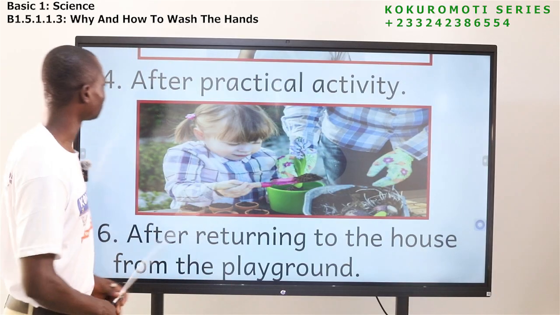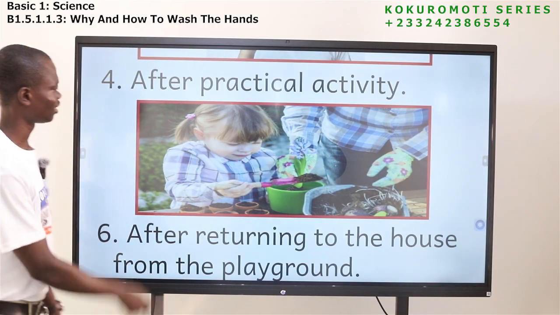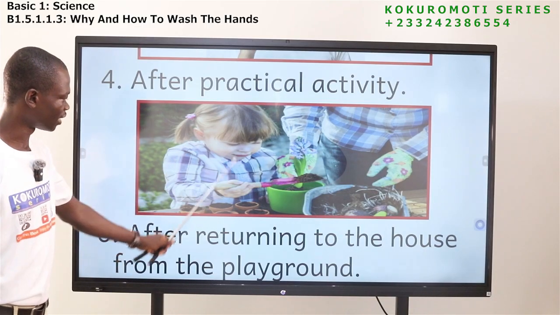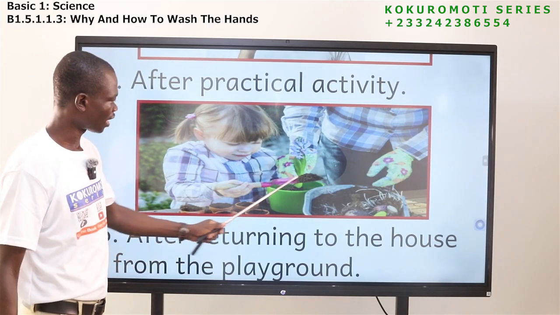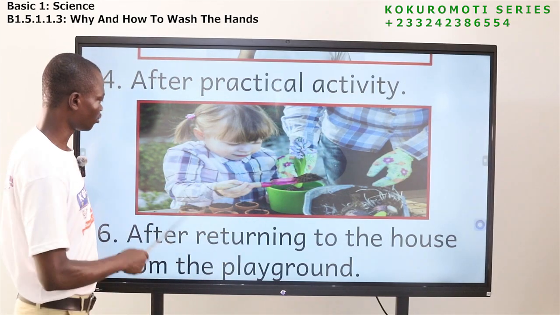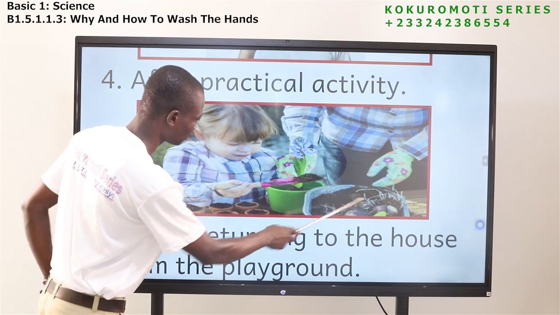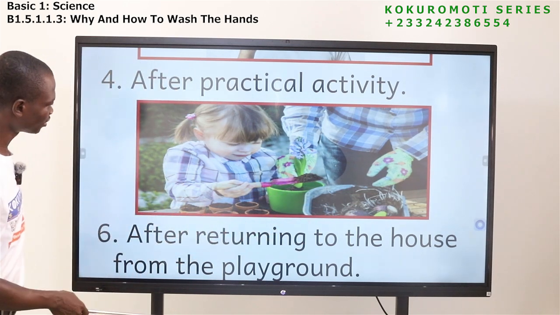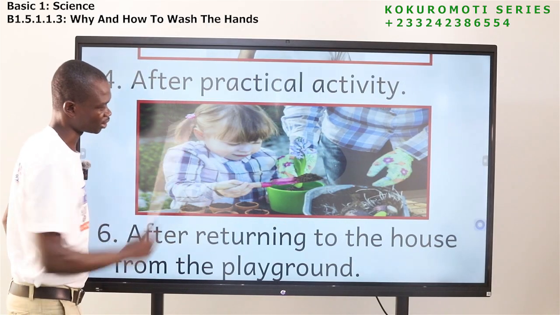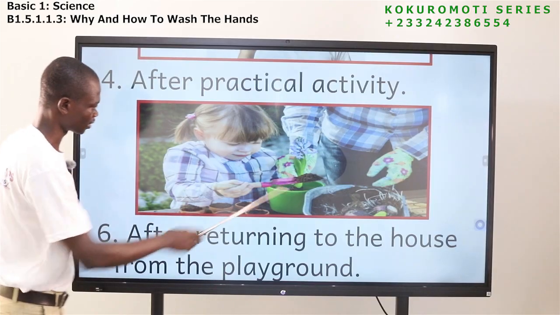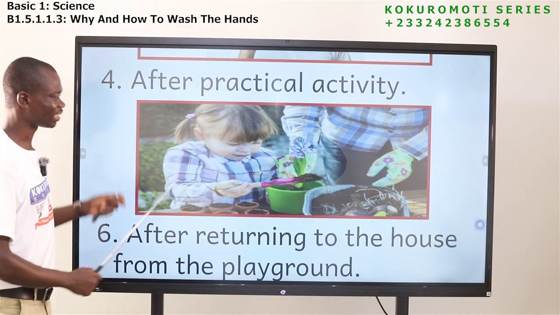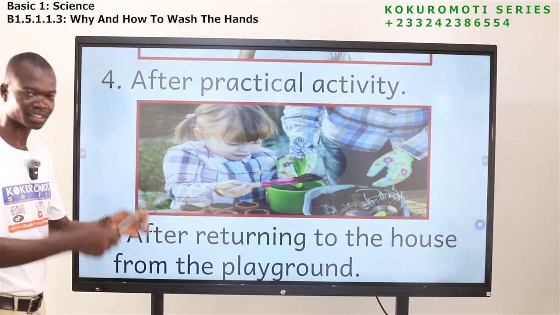Now there is another picture here. Just look at it and tell me what you see. I can see a beautiful girl here, and then I can see soil. I can see another woman here, and then we have pots of soil. So the girl and the woman, they are working on what? The thing that we have in the pots or the containers. And what do we have in them? We have what? Soil. So it means that they are doing some activity, practicals.